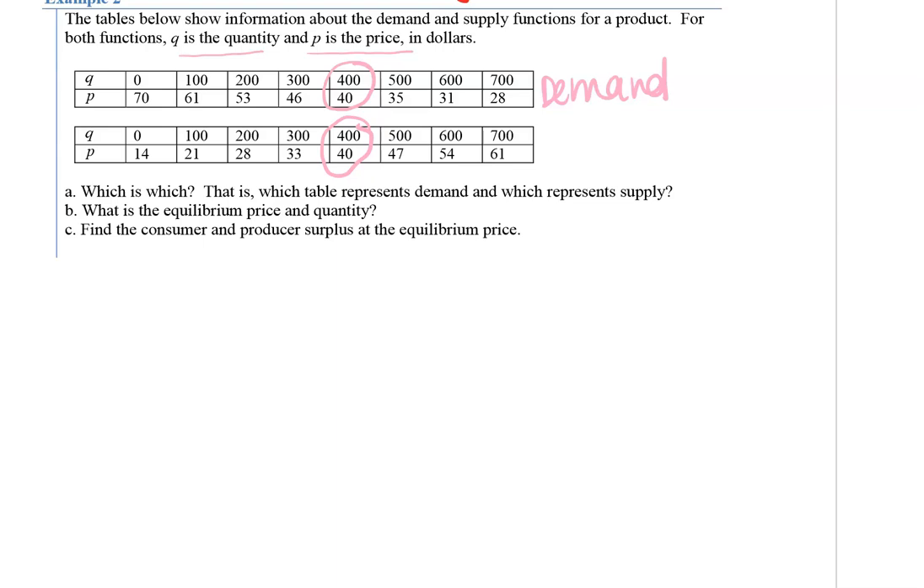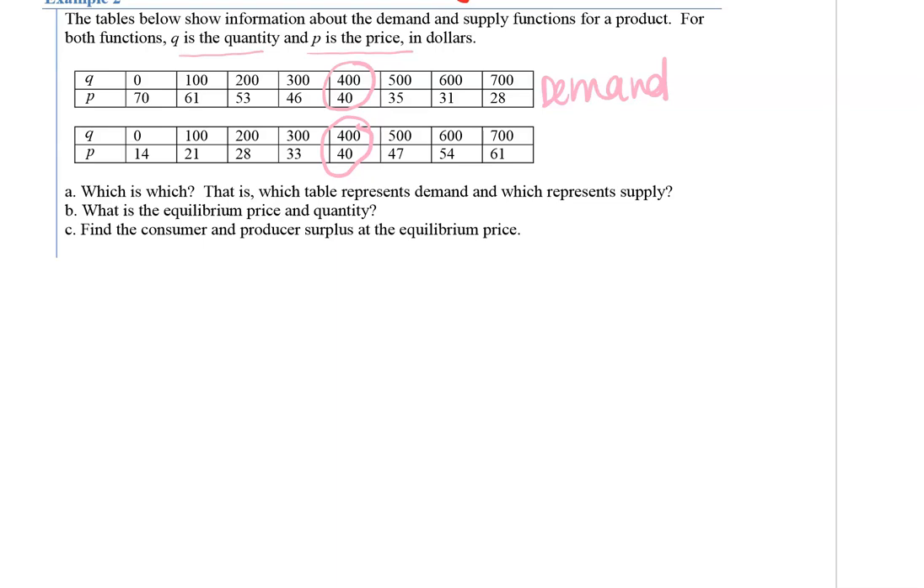Part C says, find the consumer and producer surplus at the equilibrium point. And so that's what we need to look at here. So remember, the consumer surplus uses the demand equation, and that comes from the first table. And we're going to have to approximate that value of the integral just by using rectangles.